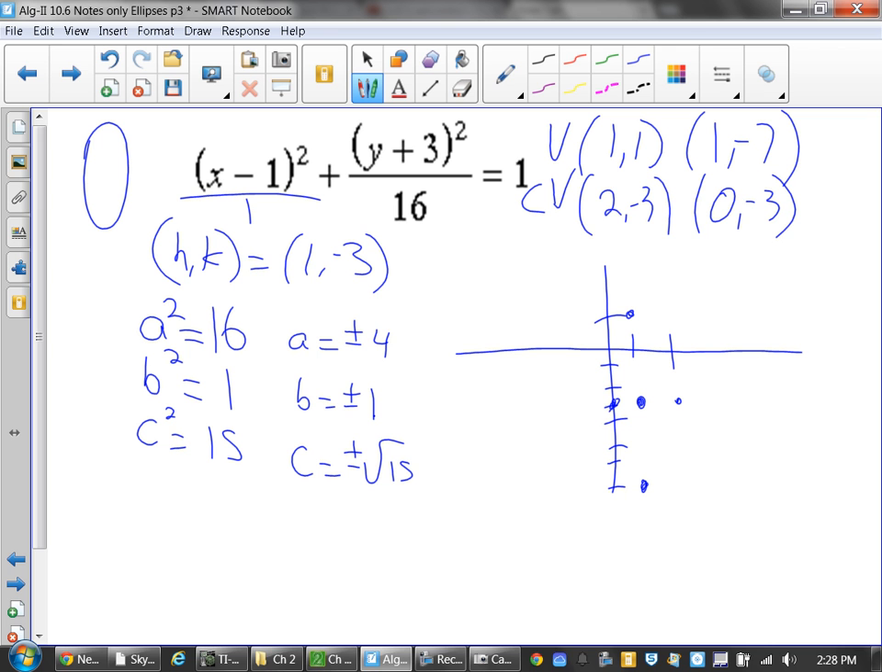Foci. My foci are at plus or minus the square root of 15. Last time I checked, the square root of 15 is almost the square root of 16. So it's less than 4, 3.8, but more than 3. So it's 4-ish or 3-ish.